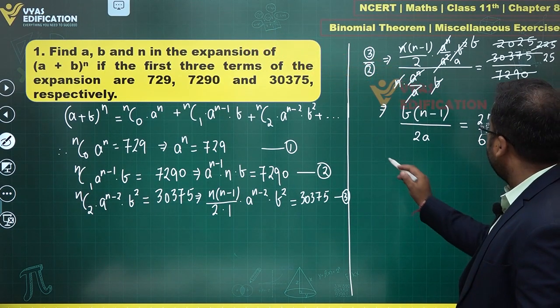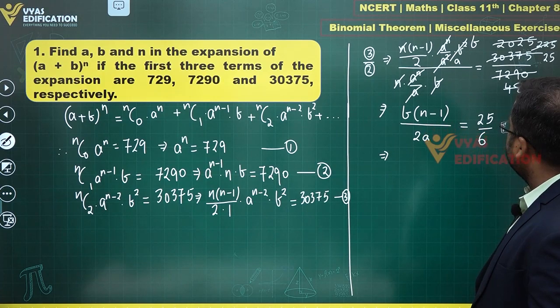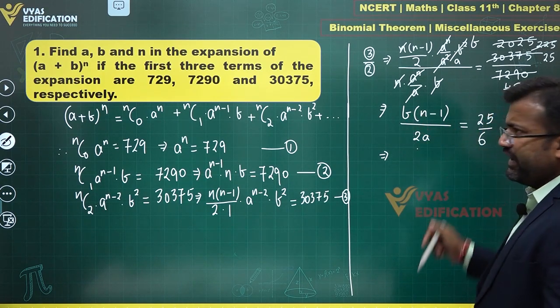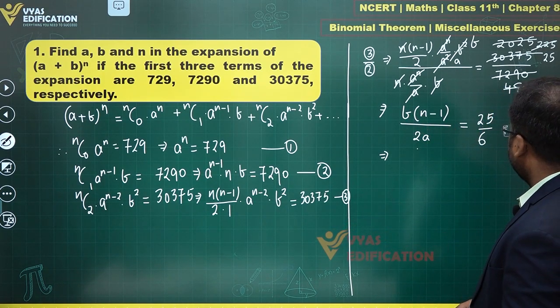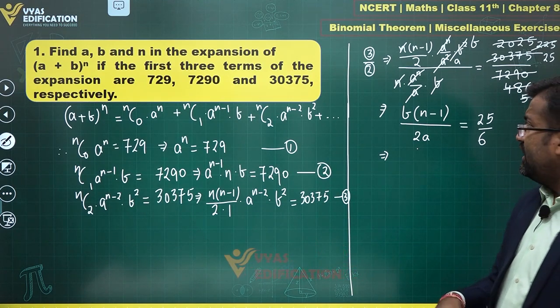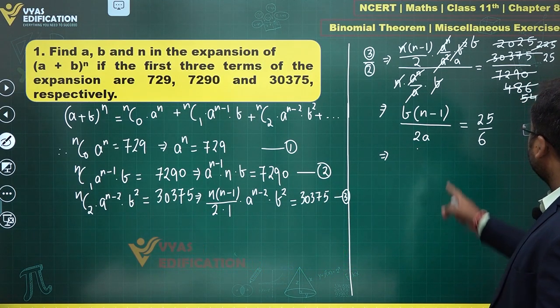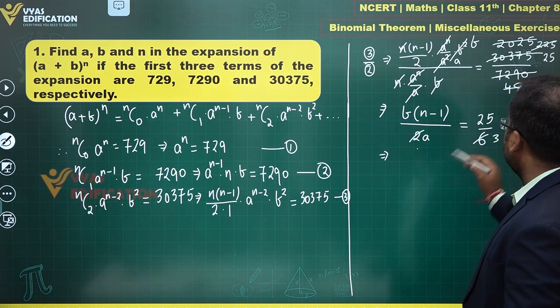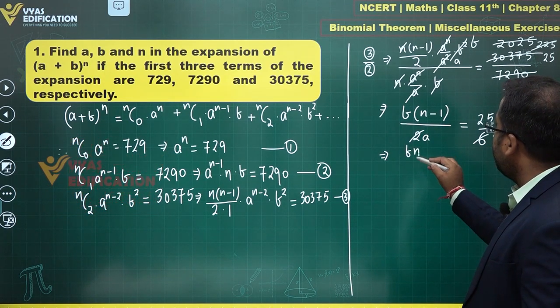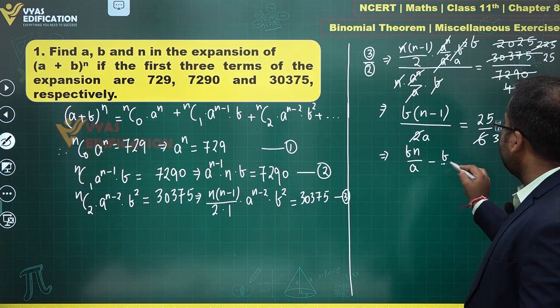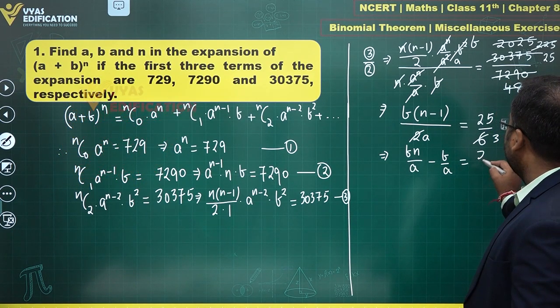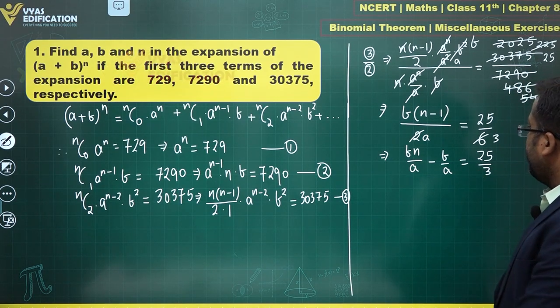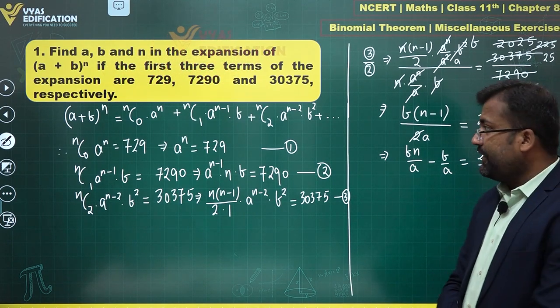So what I observe from this is that this 2 can go over here. That will become 50 upon 6. And that will be simplified to, let us say, 25 upon 3. Right? You can cancel this 2 and this will be 3 over here. This becomes nB upon A minus B upon A is equal to 25 over 3 is what I'm getting. You may observe this is what I'm getting.